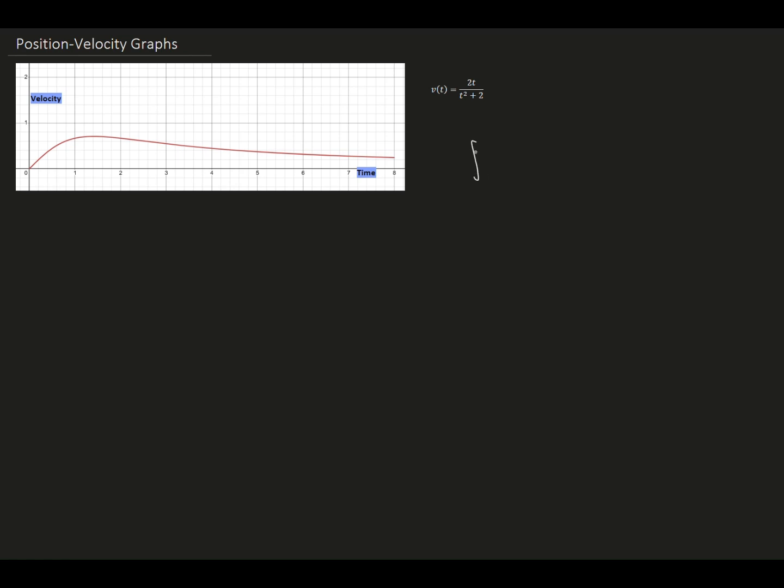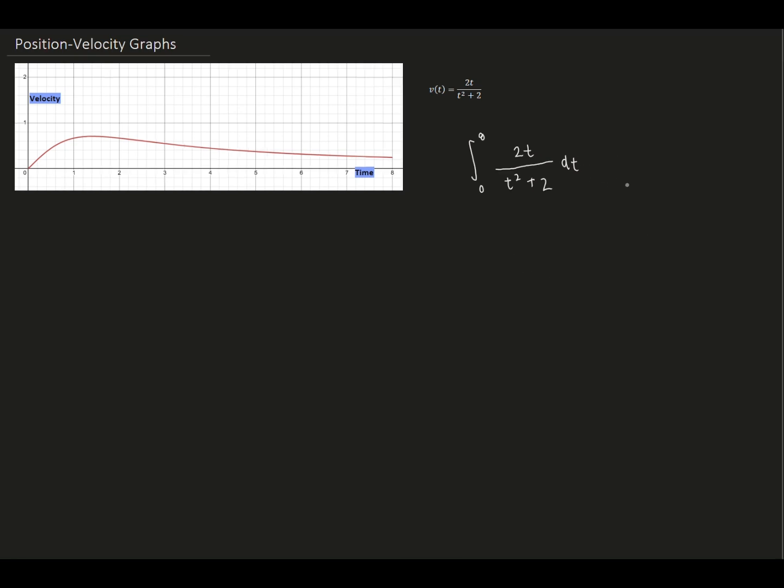So I'd set up the integral. It's bounded between 0 and 8 seconds. I have to specify that. We can take an unbounded integral, but that would just give me a function. It doesn't really give me a finite value. So if I wanted to know how far this object is going to travel in 8 seconds, I need to bound it between 0 and 8 seconds. And then I have 2t over t squared plus 2, all in terms of dt.